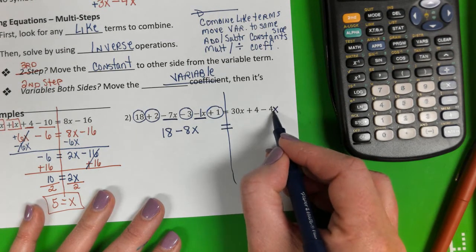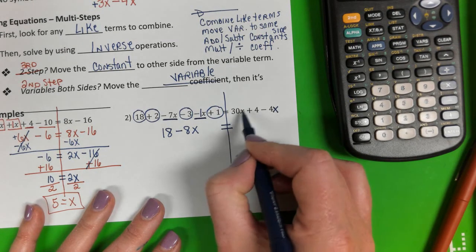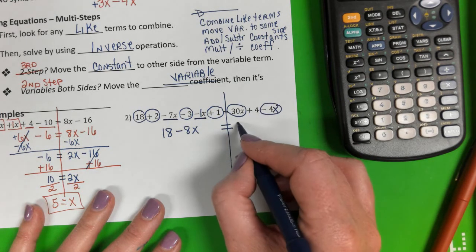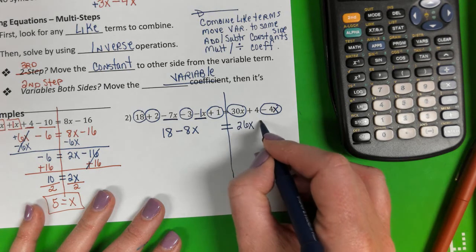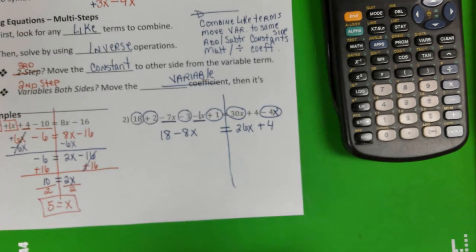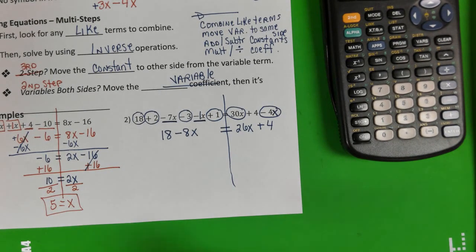Okay, over here on the right, that should be an x. So we've got 30x minus 4x. 30 minus 4 is 26 plus 4. Pick up that calculator if you need help with your adding and subtracting integers.